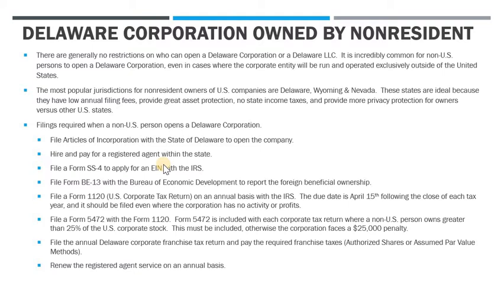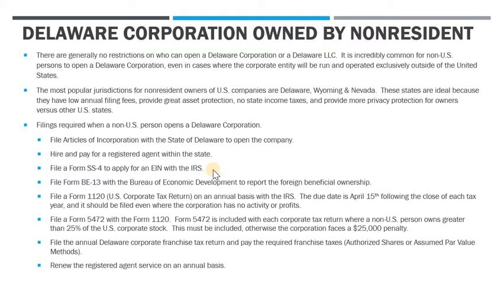So let's look at the list of filings that you're going to have to be submitting when you want to launch a Delaware entity. So the first thing is always you're filing the Articles of Incorporation. So this is filed with the state to actually open the entity. So this is what you need to do to get started, right?